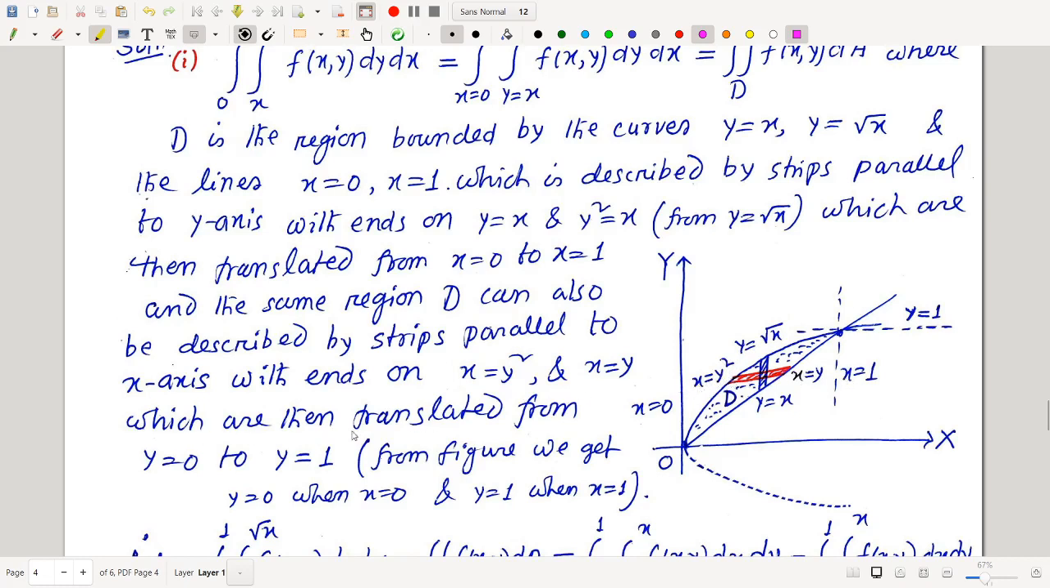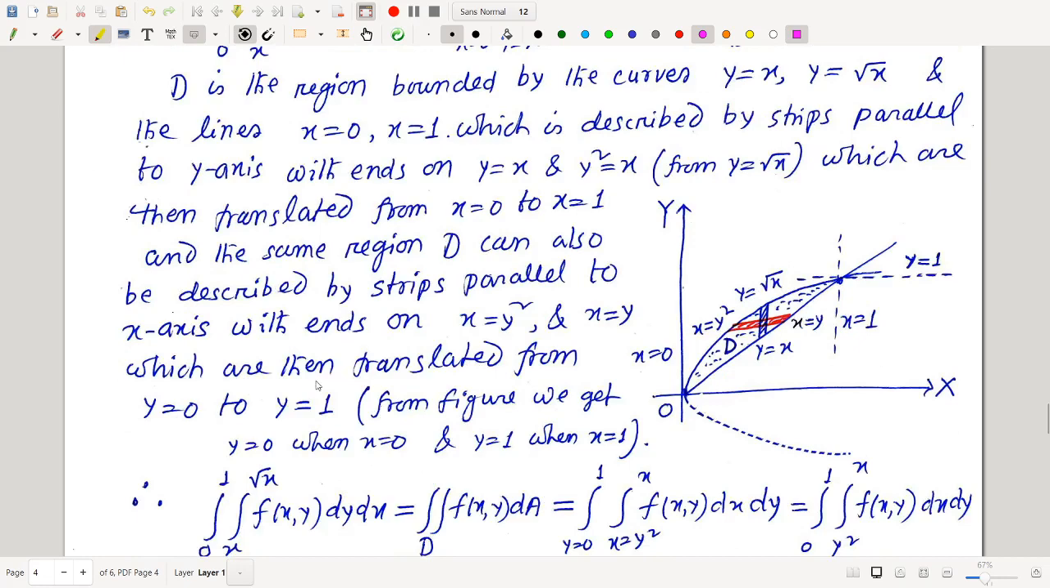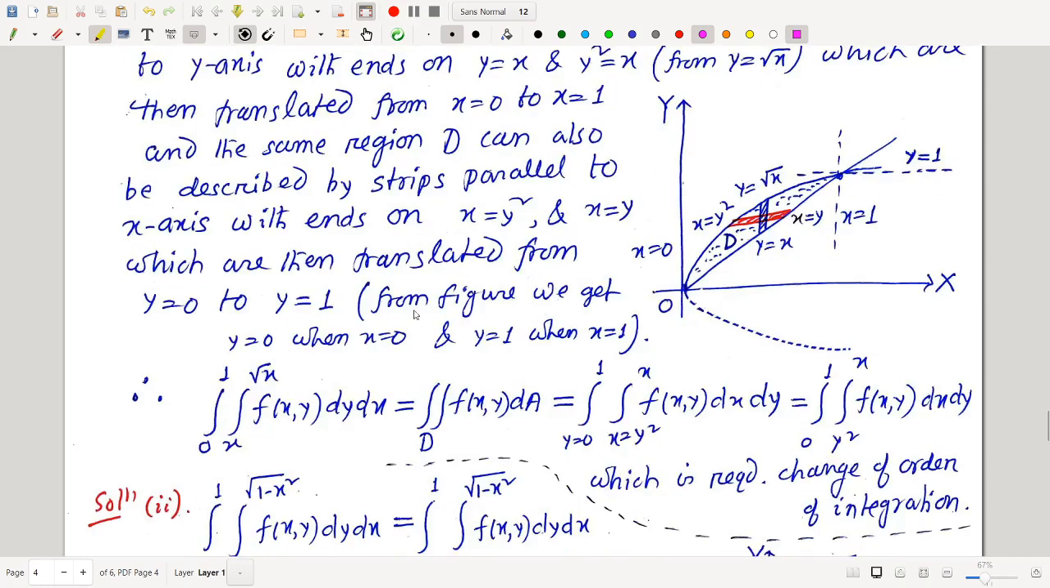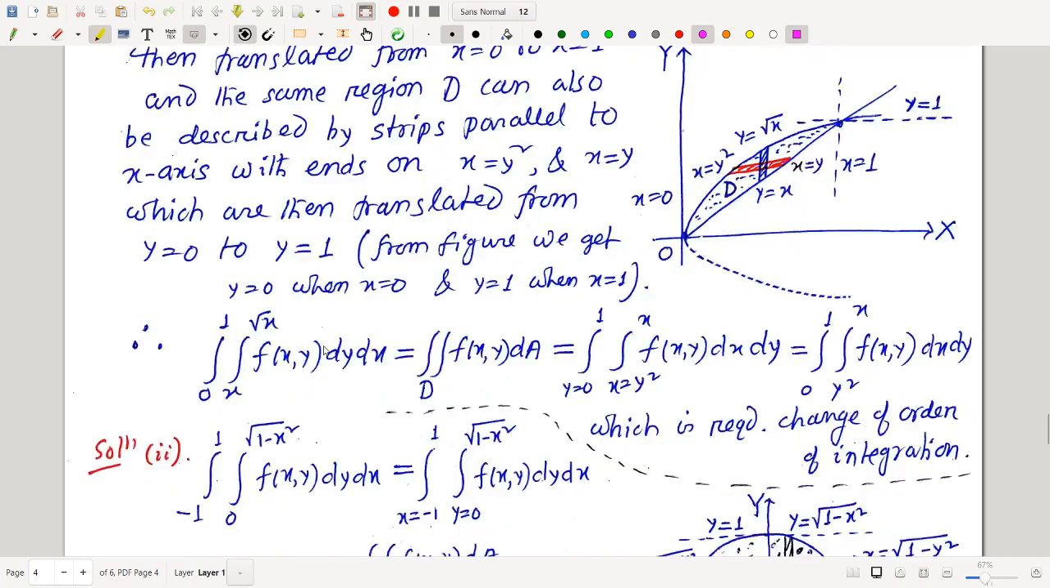So which are then translated from what? From the origin, meaning y equal to 0, to y equal to 1. Why 1? If we solve y equal to root x and y equal to x, we get y equal to 1, x equal to 1. That's why. Okay. Therefore this repeated integral from 0 to 1, x to root x, f of x y dy dx is equal to the double integral.